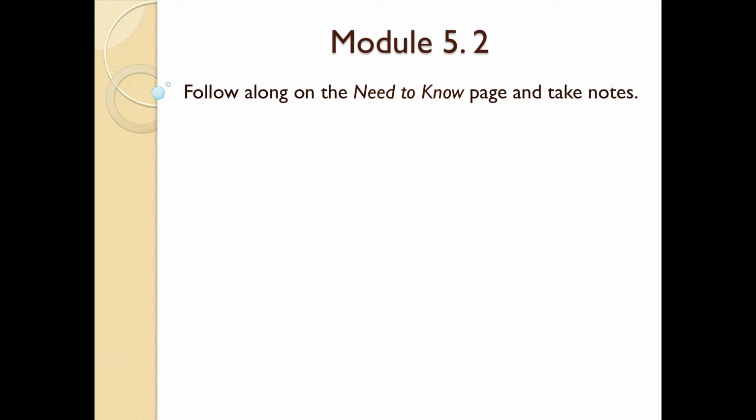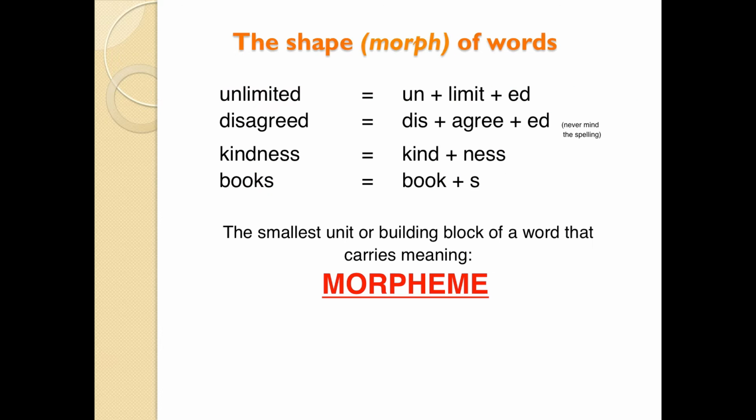Okay, this is the mini lecture for Module 5.2. Please follow along on the Need to Know pages and take notes. This is the nitty-gritty of morphology. We're looking at the shape of words. Remember, please, that morph means shape.